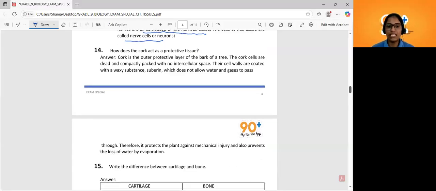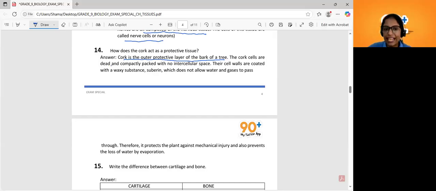The 14th question is, how does the cork act as a protective tissue? So cork is the outer protective layer of the bark of a tree. We discussed what cork is in the Fundamental Unit of Life chapter, right? It was the cork cell that was first identified by Robert Hooke and all that was discussed. So cork, we all know, is seen in the bark of a tree and it is an outer protective layer.